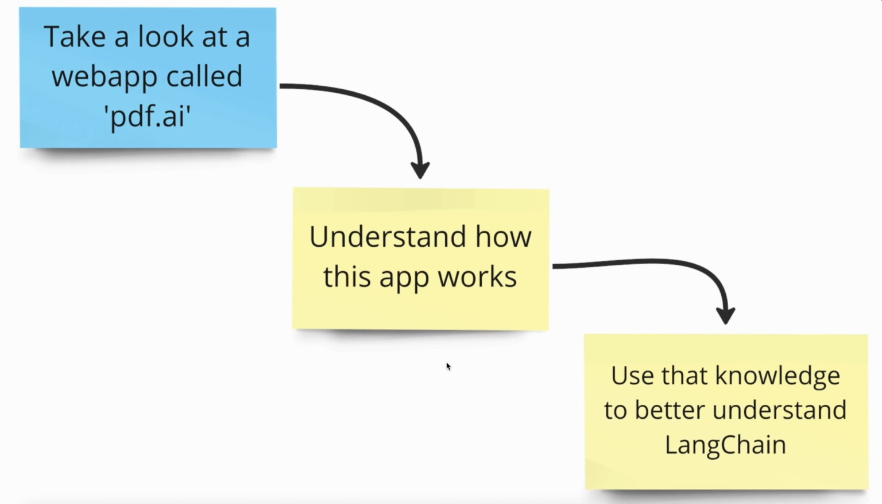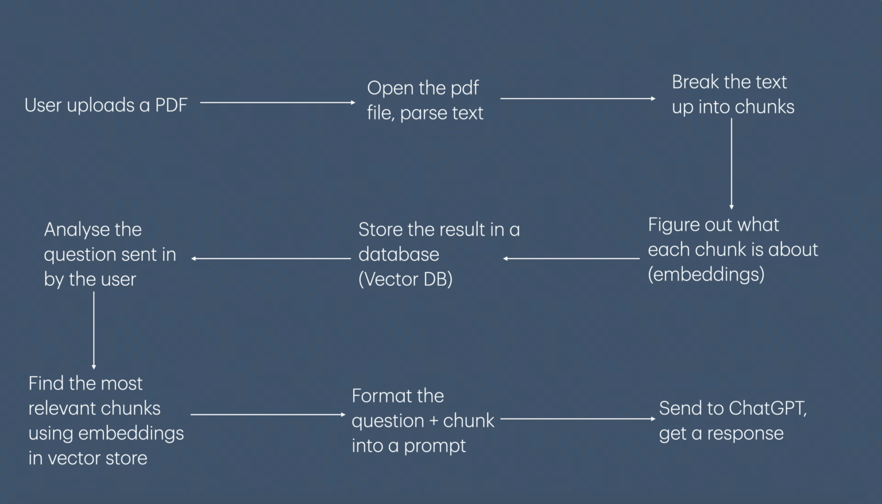On to the last step here, we are going to understand why we use LangChain at all and how it makes building apps, like the one we just looked at, way easier. So here we go. Okay, so here's the entire process we just went through step by step. The user uploads a PDF. We then open the PDF file and get the chunks of text out of it. We just went over all of this.